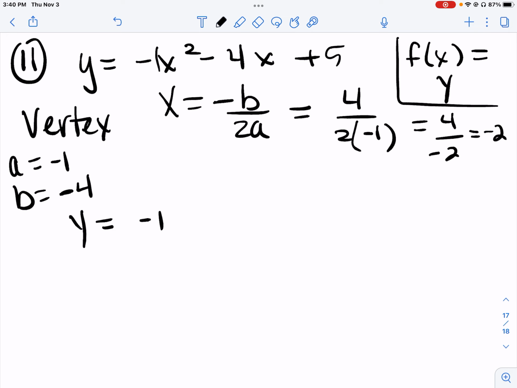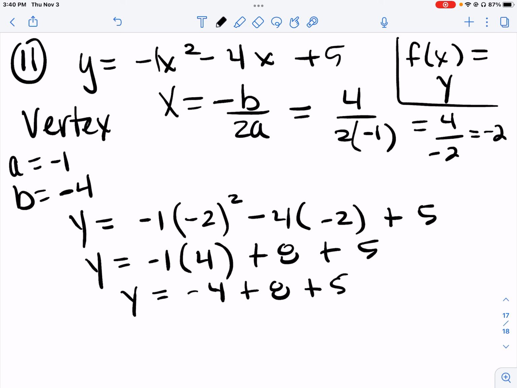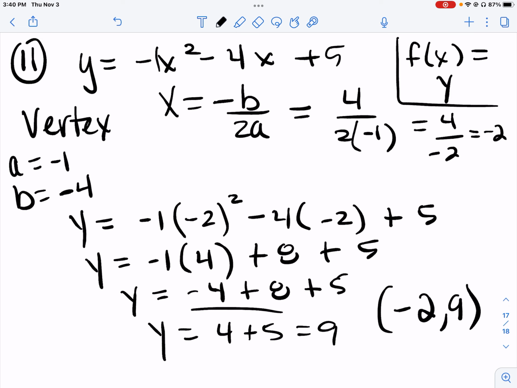Let's find out what y is by plugging in negative 2 for x. Negative 2 squared, negative times negative, negative 1 times 4, 8 minus 4 is 4, plus 5 is 9. So negative 2, 9 is our vertex.